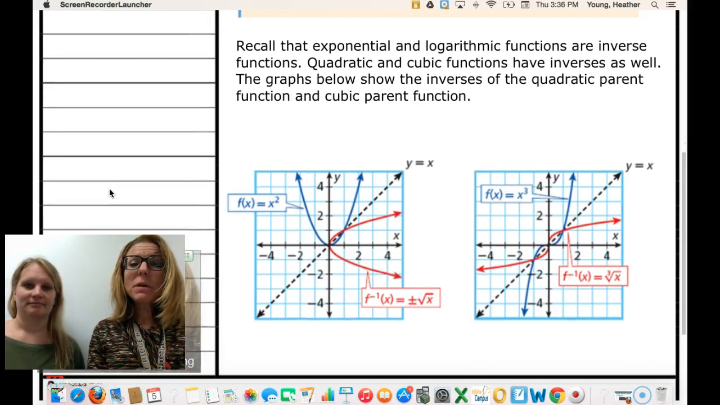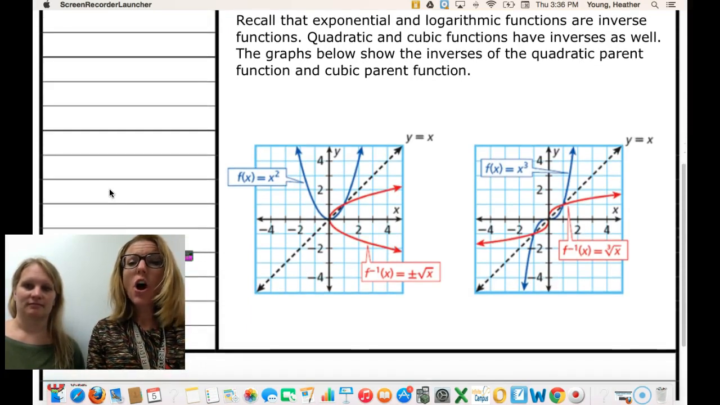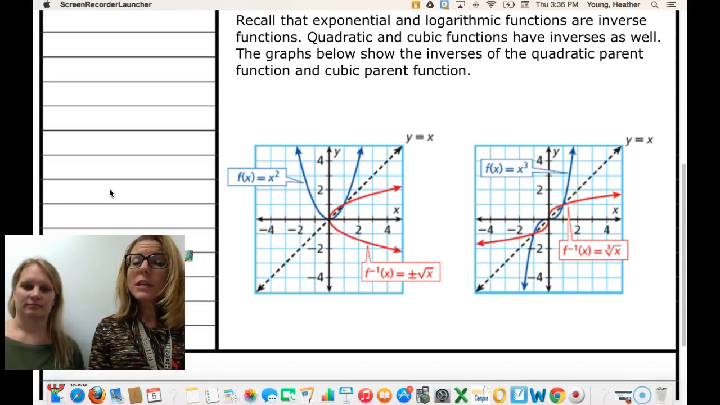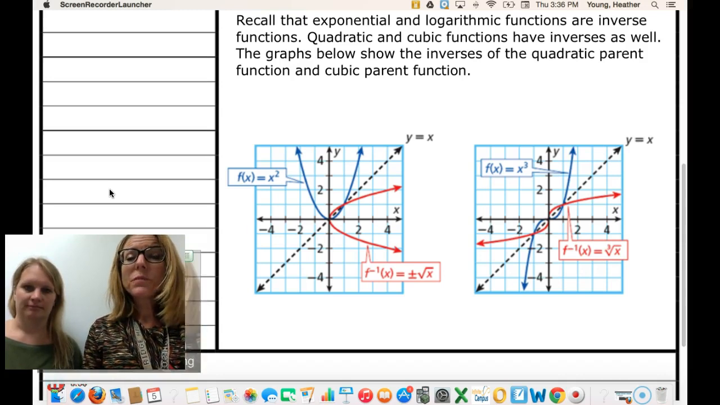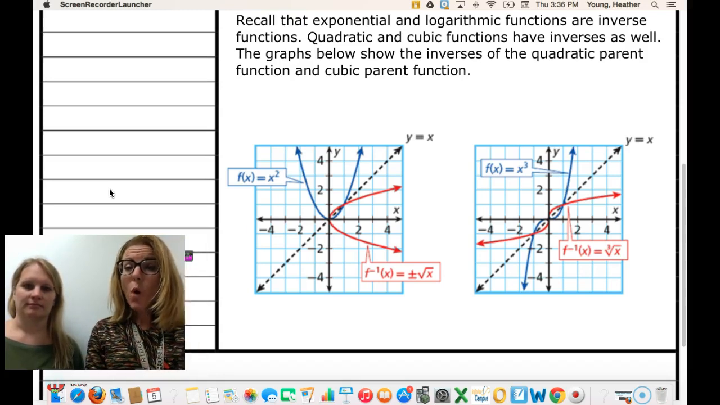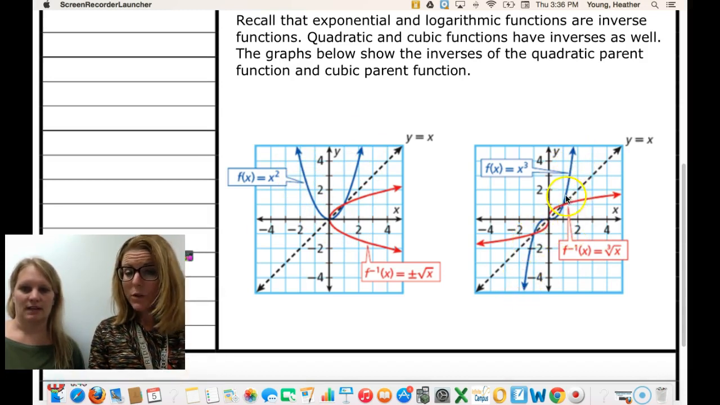Recall that exponential and log functions are inverse functions. Quadratic and cubic functions have inverses as well. As we look at the graphs below, they show the inverses of the quadratic parent function and the cubic parent function. The parent functions are in blue. The inverse is in red.